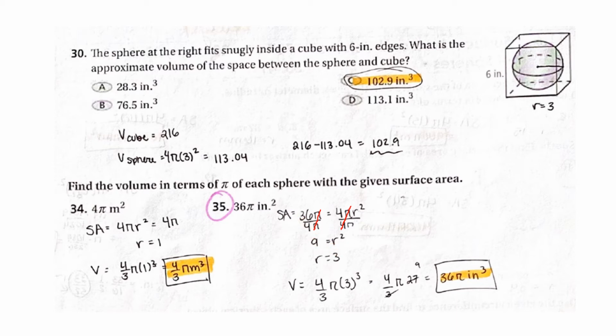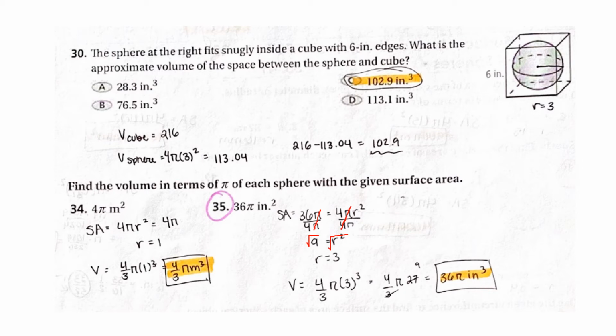So if I take the square root on both sides to get r by itself, I end up getting that r is 3. And now that I have my radius, I can just plug it into my volume formula. So 4/3 pi r cubed, 3 cubed is 27, and however you end up simplifying that, I got 36 pi inches cubed.